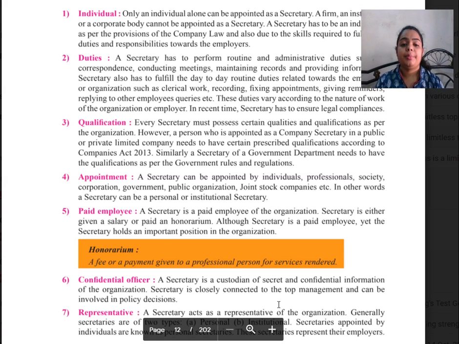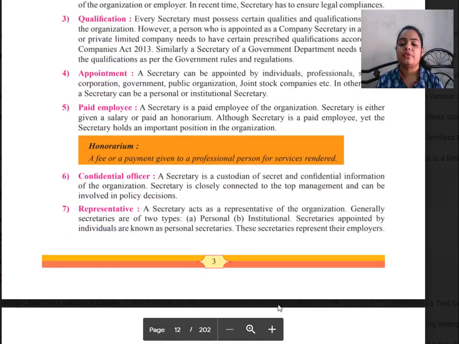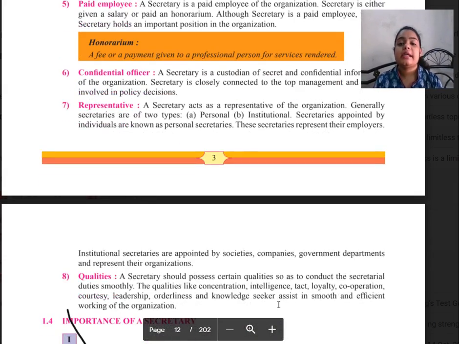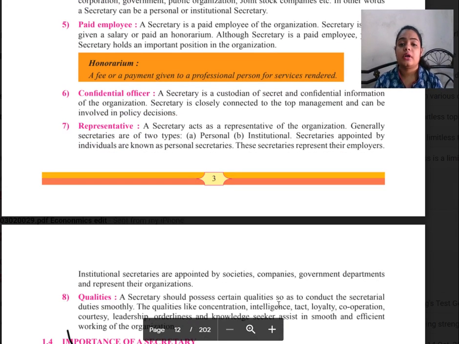Next, after paid employee, we have confidential officer. A secretary is a custodian of secret and confidential information of the organization. Secretary is closely connected to the top management and can be involved in policy decisions. So he is a confidential officer. A secretary is a custodian of secret and confidential information of the company. So secretary is closely connected to the top management, hence he knows all the affairs or all the things that are going on in the company, so he can be involved in the policy decision.